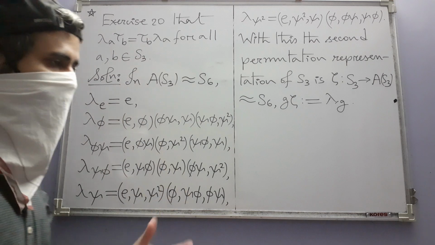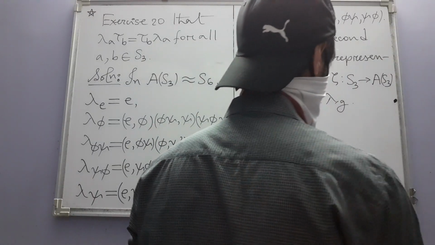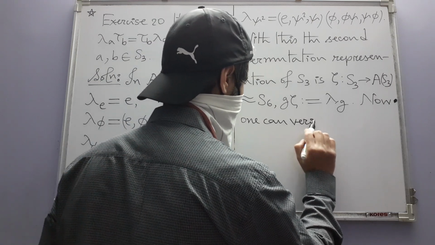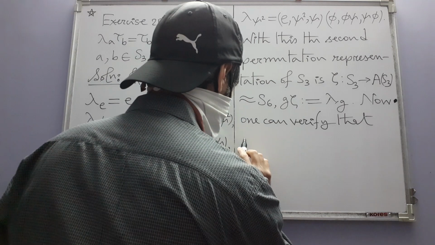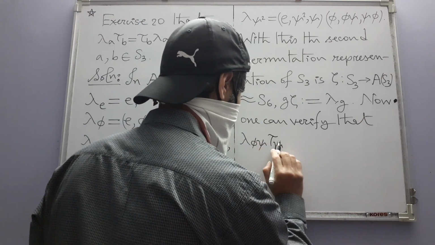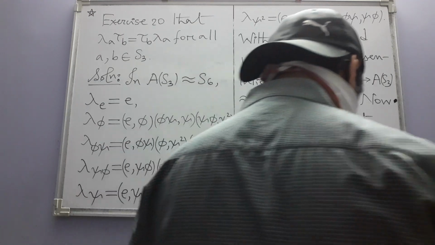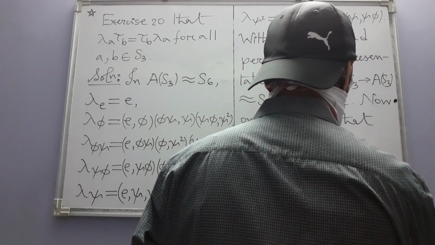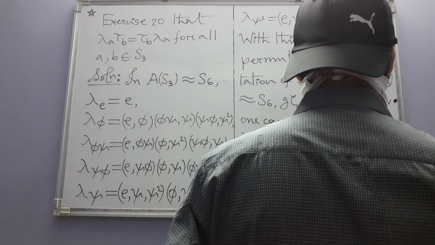Of course, we are not going to do that for every possible pair. I'm just going to show one, and the rest is left to you. Now, one can verify that we have this lambda phi psi times tau psi is equal to, it becomes a 6 cycle. This 6 cycle E psi phi, then psi square, phi psi, then psi, and then phi.